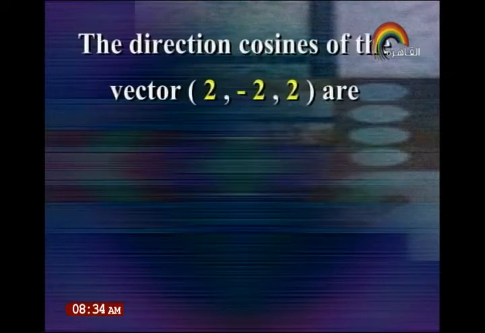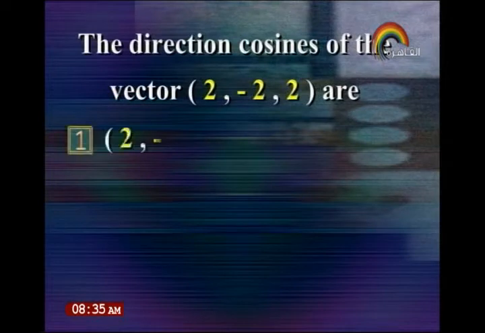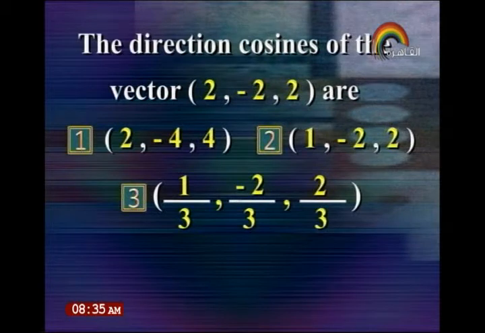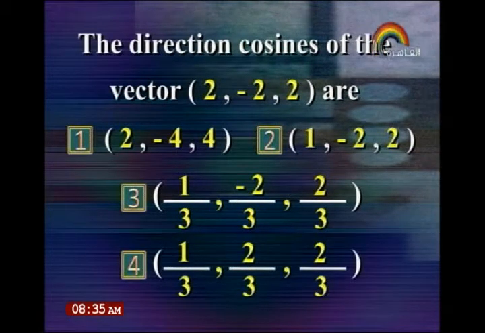The first example: the direction cosines of the vector (2, -2, 2) are: number 1, (2, -4, 4); number 2, (1, -2, 2); number 3, (1/3, -2/3, 2/3); number 4, (1/3, 2/3, 2/3).